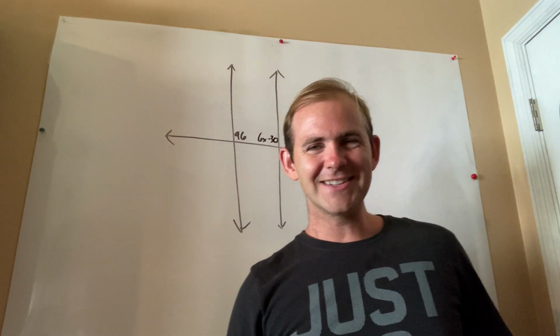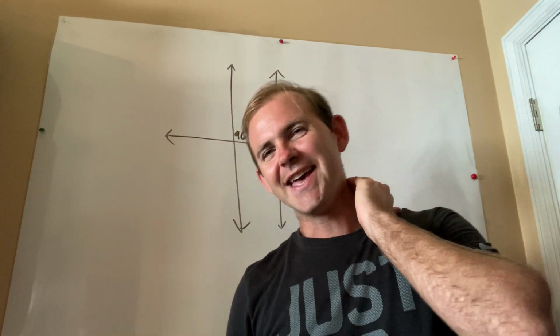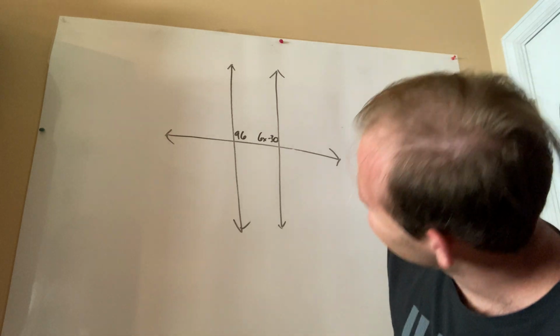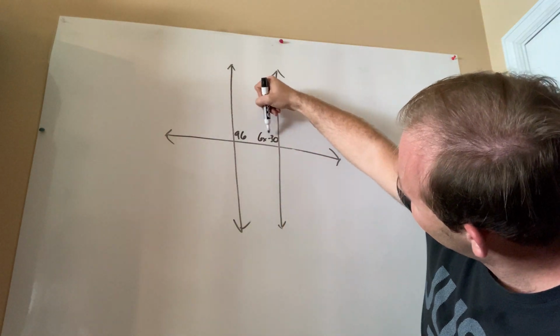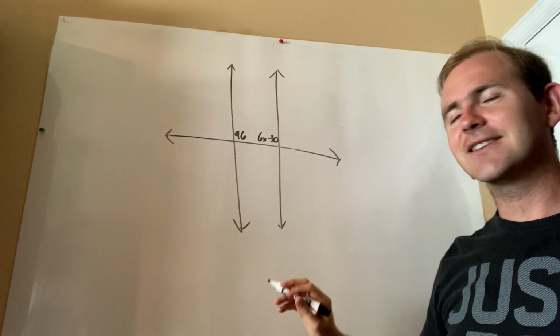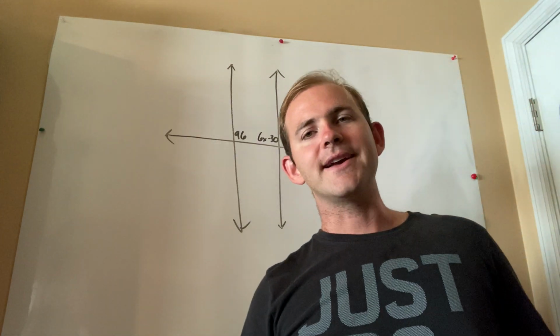In order to do this properly, I need you guys to look at this diagram sideways. My neck's kind of hurting right now, so I don't really want to do that, but let's look at it sideways together. Notice that these two angles are on the same side of this transversal, and they actually are interior, in other words, in between those two lines.